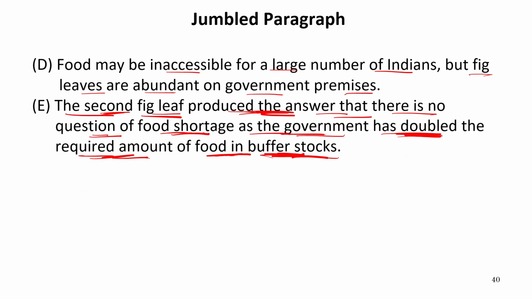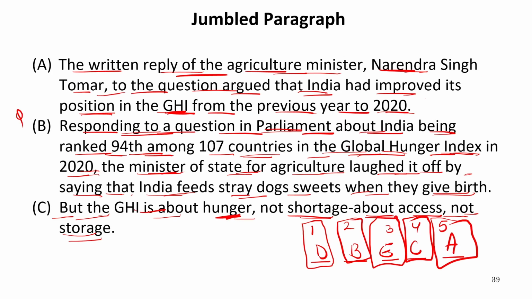Then the second fig leaf produced the answer that there is no question of food shortage as the government has doubled the required amount of food in buffer stocks. But the GHI is about hunger, not shortage, about excess, not storage. The written reply of the Agriculture Minister Narendra Singh Tomar to the question argued that India had improved its position in the GHI, that is the Global Hunger Index, from the previous year to 2020. So this will be the entire passage, which is properly rearranged now.